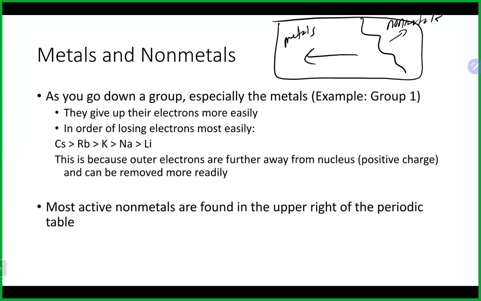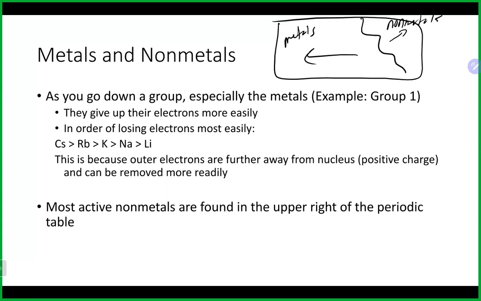And as you go down a group, especially in metals, they tend to give away their electrons a lot easier. So if you go down group one, which is what that little guy is there, lithium, sodium, potassium, rubidium, and cesium, as you go down that group at the bottom there, they're going to give away their electrons super easy. As you go up the group, it's going to get a little bit harder, but they'll still give them away pretty easy, but definitely a lot easier as you go down.